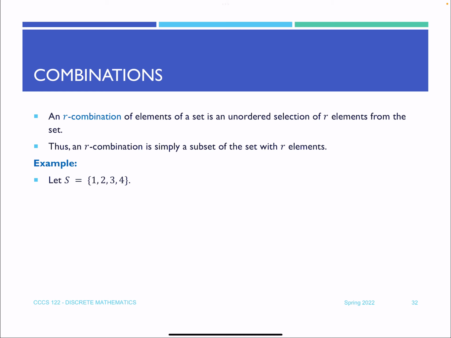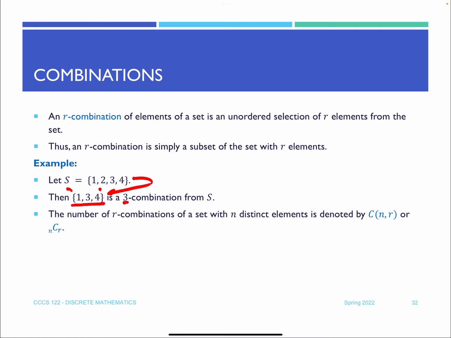For example, consider the set S containing 4 elements, the numbers 1, 2, 3, and 4. Then this set {1, 3, 4}, and notice I'm using set notation over here, these curly brackets denoting this is a set. And as you recall, in a set, the order in which you place elements does not matter. So then {1, 3, 4} is a 3 combination from S. It's a subset of S consisting of 3 elements.